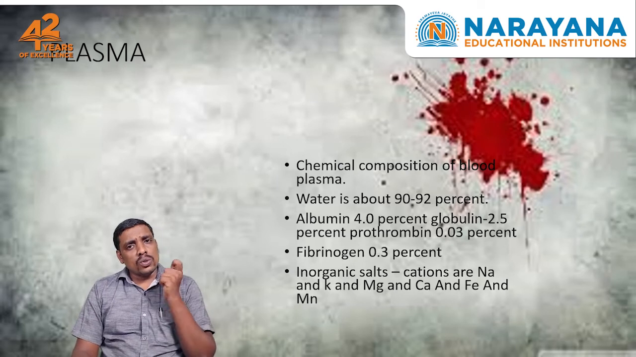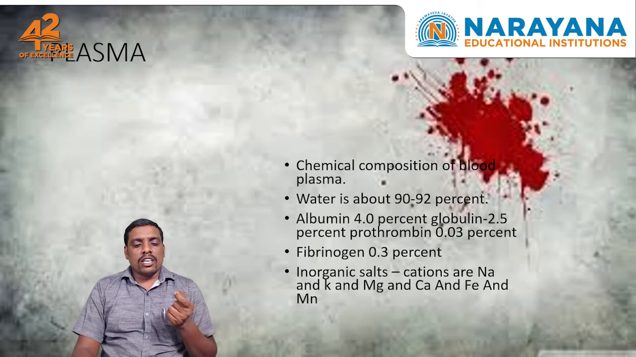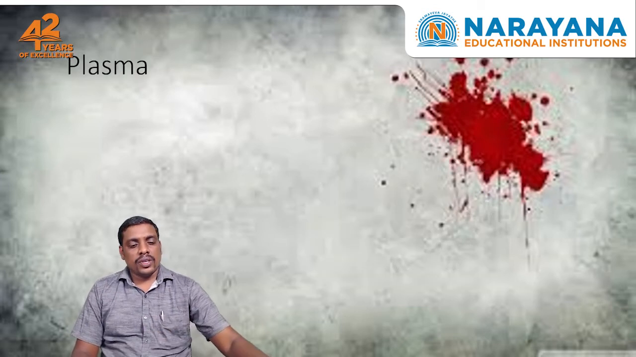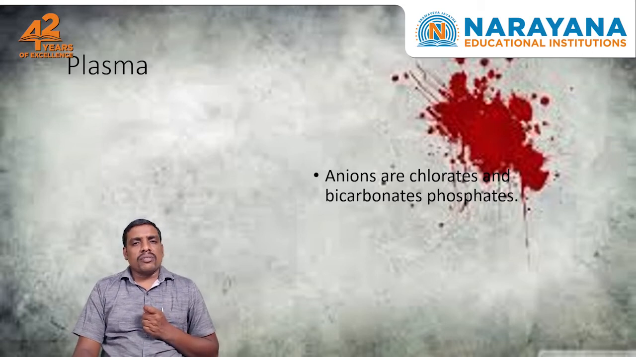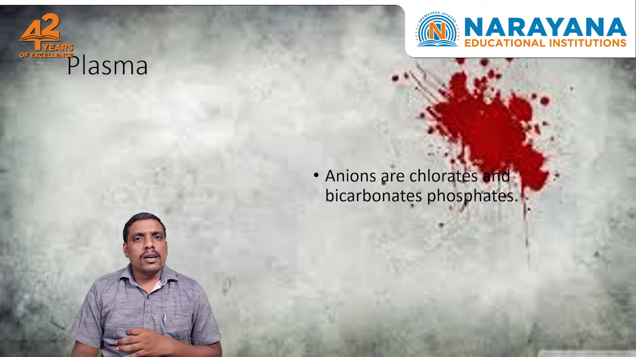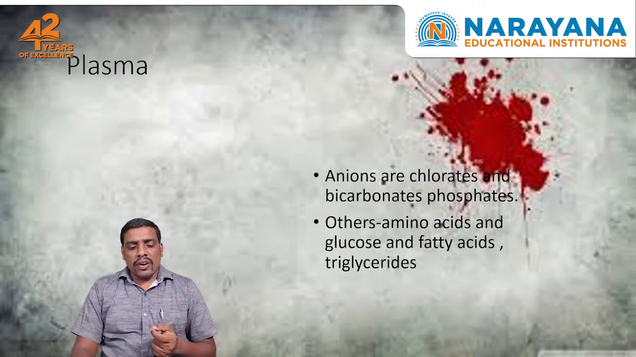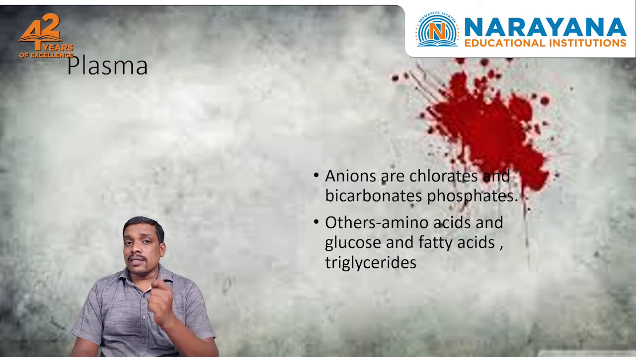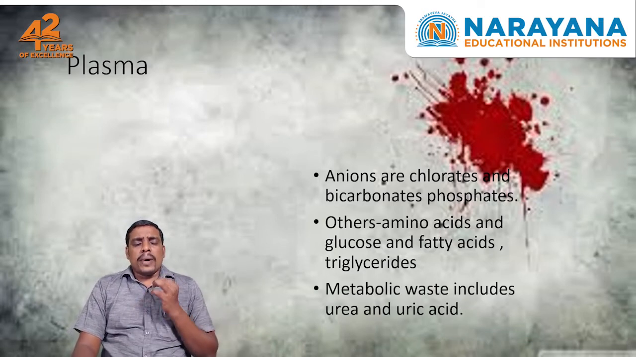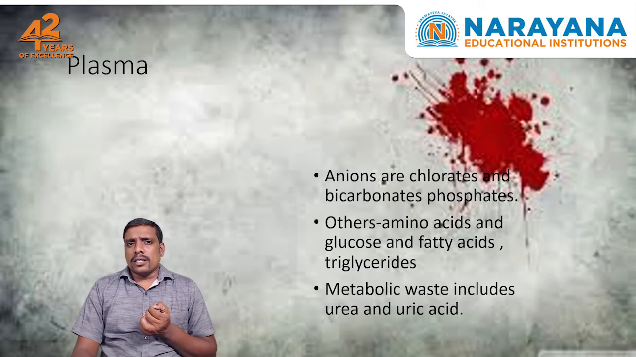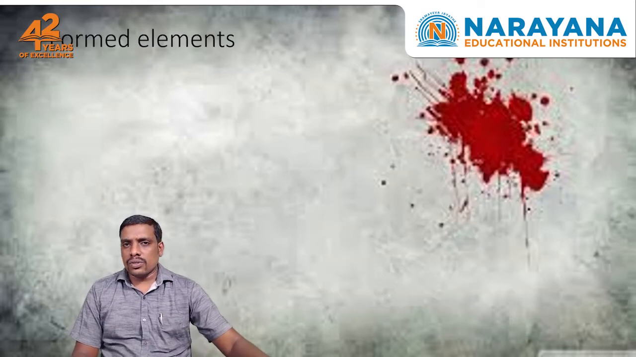Inorganic salts include cations. Cations are sodium, potassium, magnesium, calcium, iron and manganese. Anions like chlorates, bicarbonates and phosphates are also present in the blood plasma. Other amino acids, glucose, fatty acids, glycerides and triglycerides are present in the blood. Metabolic waste is also seen. The metabolic waste includes urea and uric acid.